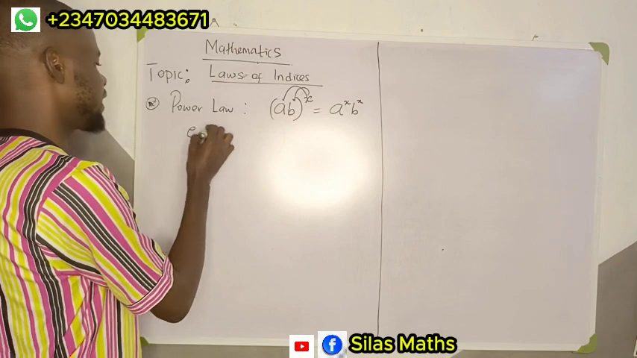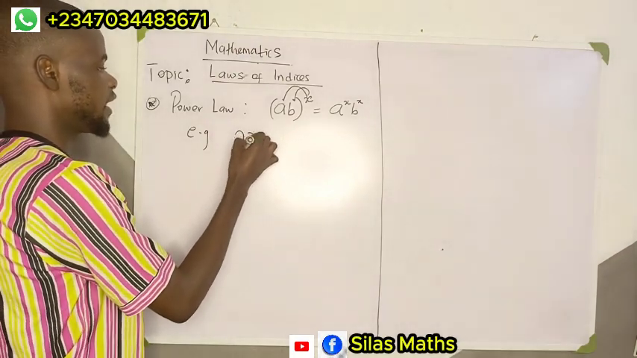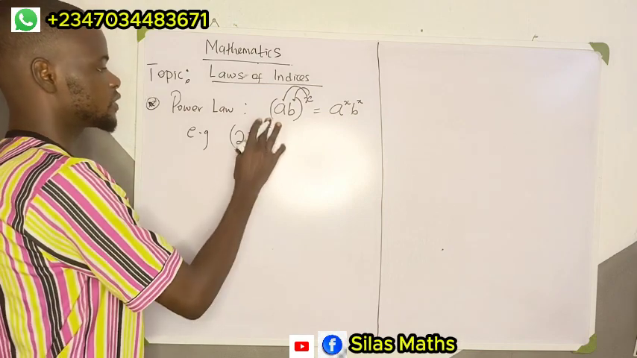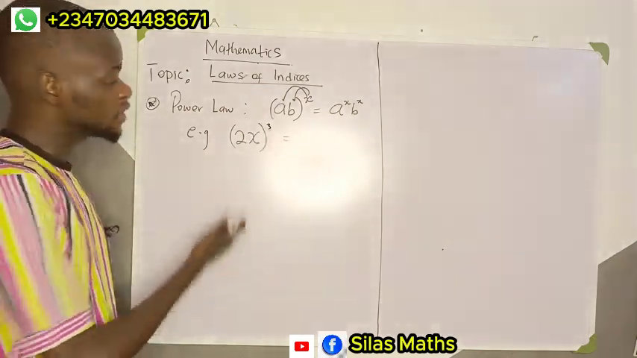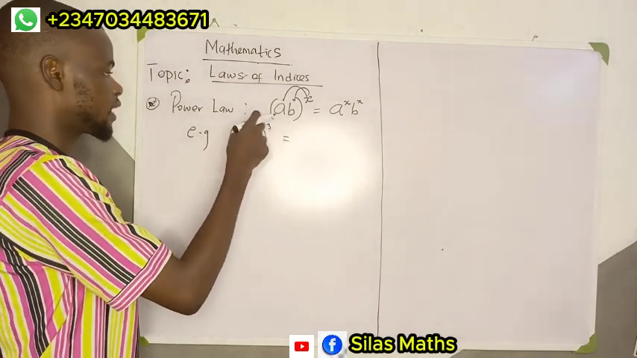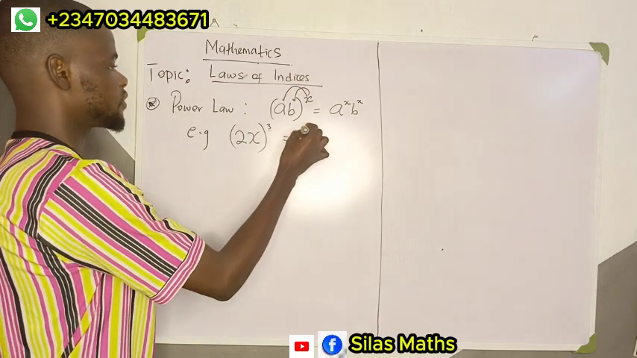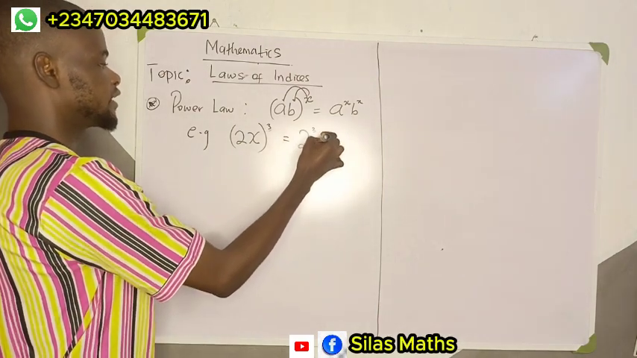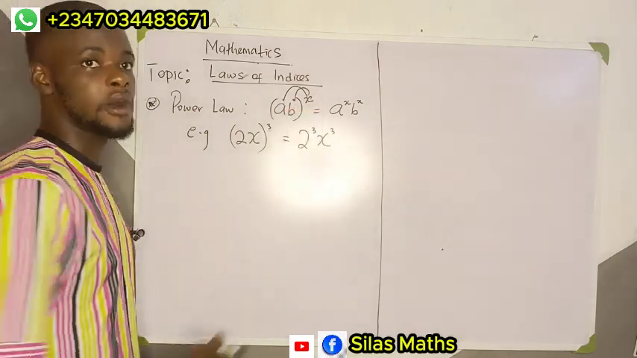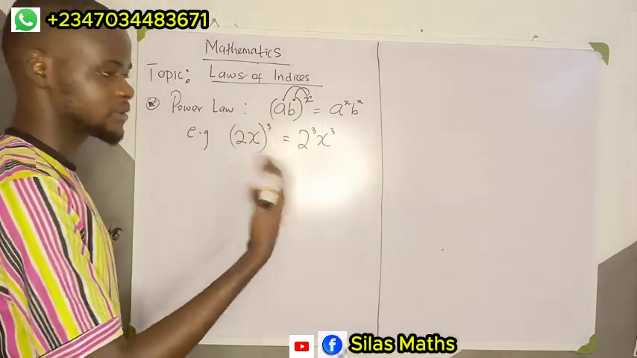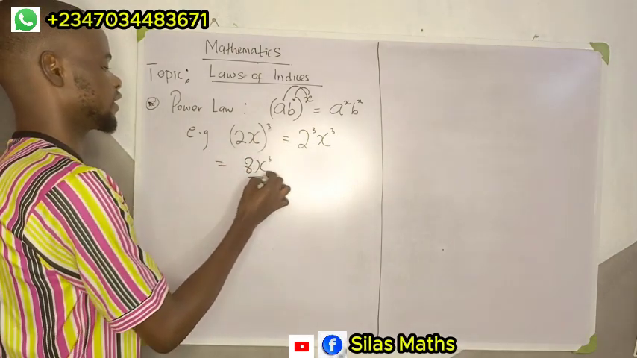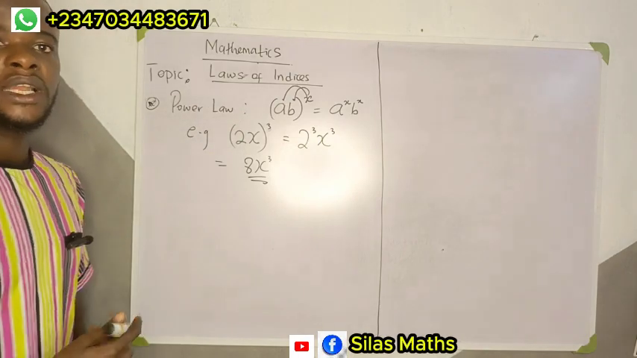For example, if I have a problem like 2x all to the power of 3, this power will go to the 2 as well as to the x, and I'm going to have 2 to the power of 3 and x to the power of 3. 2 to the power of 3 is 2 times 2 times 2, that's 8. So that will give me 8x to the power of 3. So that is for this power law.